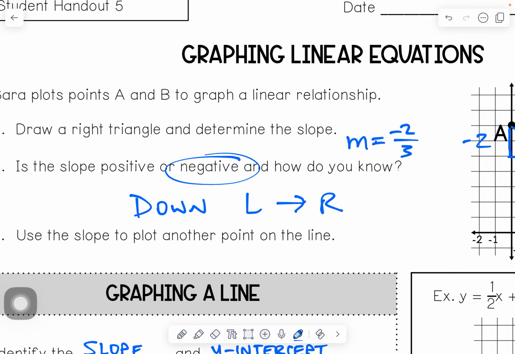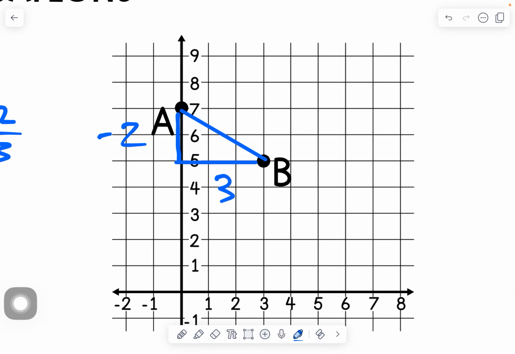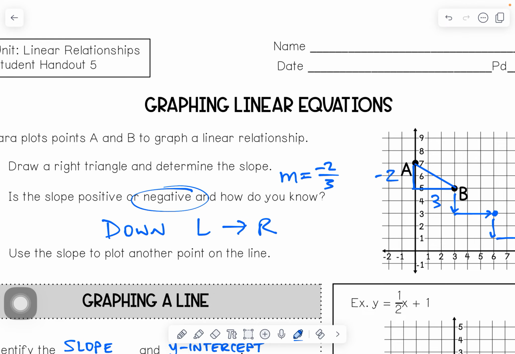Use the slope to plot another point on the line. So we want to take what we have here and we want to repeat it. So down 2, right 3 again. We could keep doing that until we run out of space. So that last one there will be floating because we ran out of space. But once you know the slope for the line, you know the slope for the rest of the line.